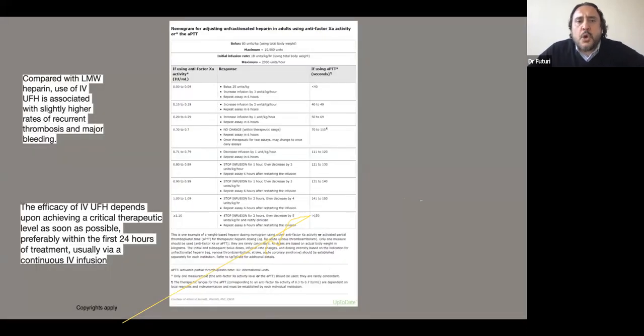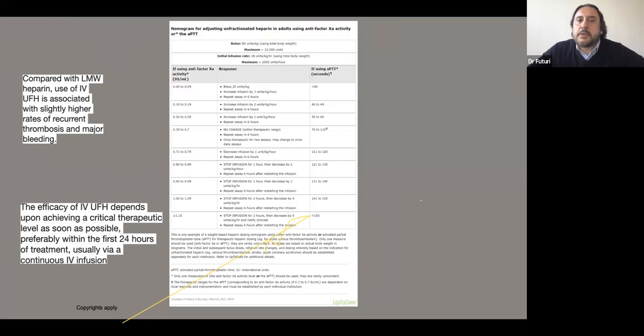So this is just a nomogram when you are using heparin, how to adjust it. It's important that you guys look at this. I like to print this out and have it for my students, because when you're in the hospital, you are primarily using unfractionated heparin. When a patient is coming in acutely ill with thrombosis, I recommend unfractionated heparin.